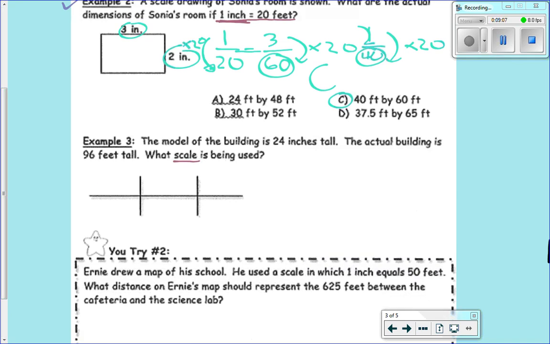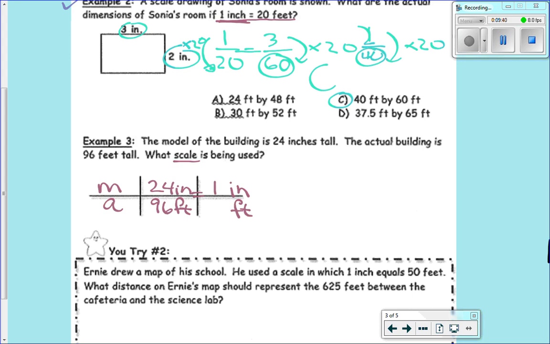So the model of the building is 24 inches. The actual building is 96 feet. What scale is being used? So we want to know how many inches, okay, 1 inch represents how many feet. So our proportion, we need another number. What number do we know for sure has to be in our scale? 1 inch equals 1. Good. 1 inch has to represent something. So how do you get your answer?